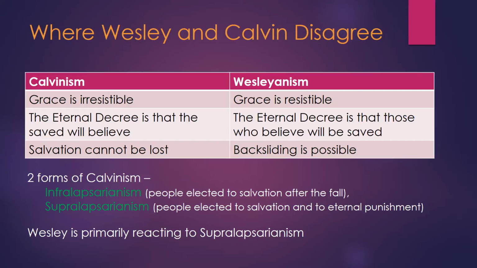Wesley's going to react primarily to supralapsarianism. Although he likes the sovereignty of God very much, he is going to ultimately say God is a God of love and would not create people simply to punish them. So Wesley primarily reacts against supralapsarianism, which is more a stance of Theodore Beza and some later scholars than of Calvin, who was an infralapsarian.